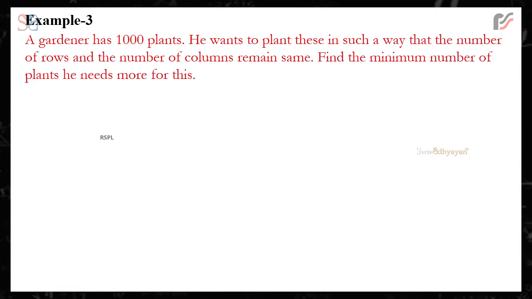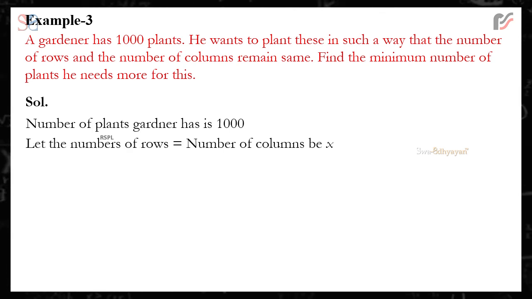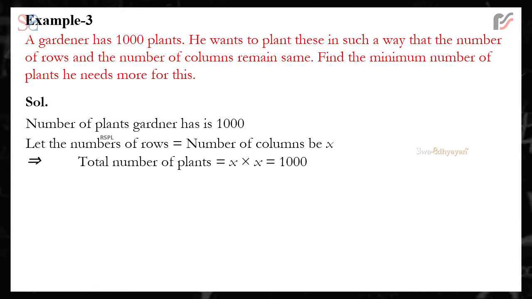Example 3. A gardener has 1000 plants. He wants to plant these in such a way that the number of rows and the number of columns remain the same. Find the minimum number of plants he needs more for this. Solution. Number of plants the gardener has is 1000. Let the number of rows equal to the number of columns be x. This implies total number of plants is x into x, which is equal to 1000. x square is equal to 1000. x is equal to square root of 1000.